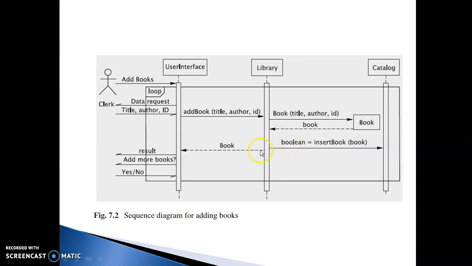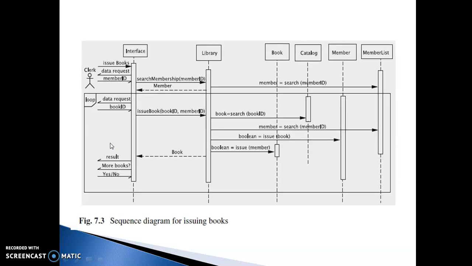In the same manner here, after insertion of a book, it will return the result to the user, and it asks whether you want to add one more book into the library or not. If yes, the loop gets repeated, otherwise it exits from the system. Okay, so this is about a sequence diagram for adding books, and next we have sequence diagram for issuing books.